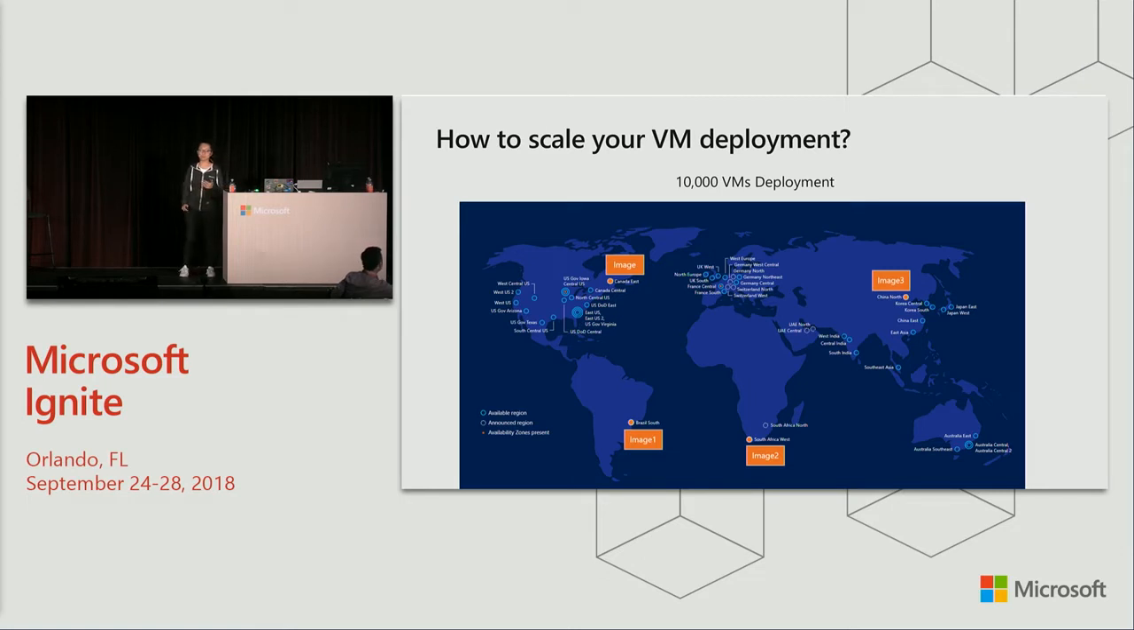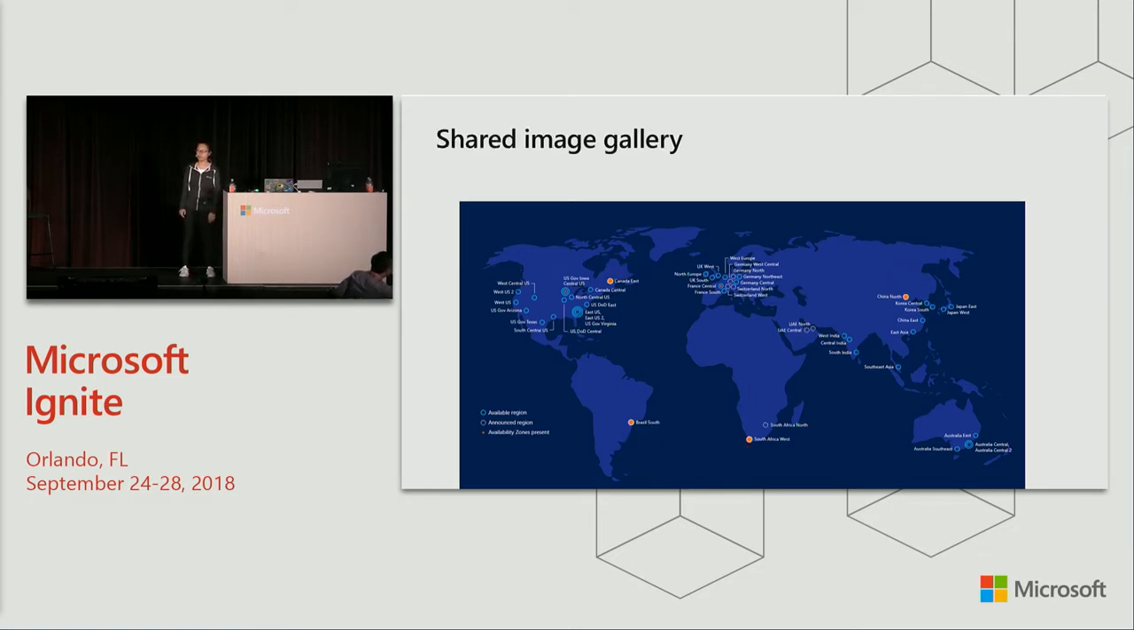Our solution for this is Shared Image Gallery. With Shared Image Gallery, you'll be able to simply add your image into the gallery, and then you can specify the target region that you want to replicate it to. Then the platform will take care of it for you.